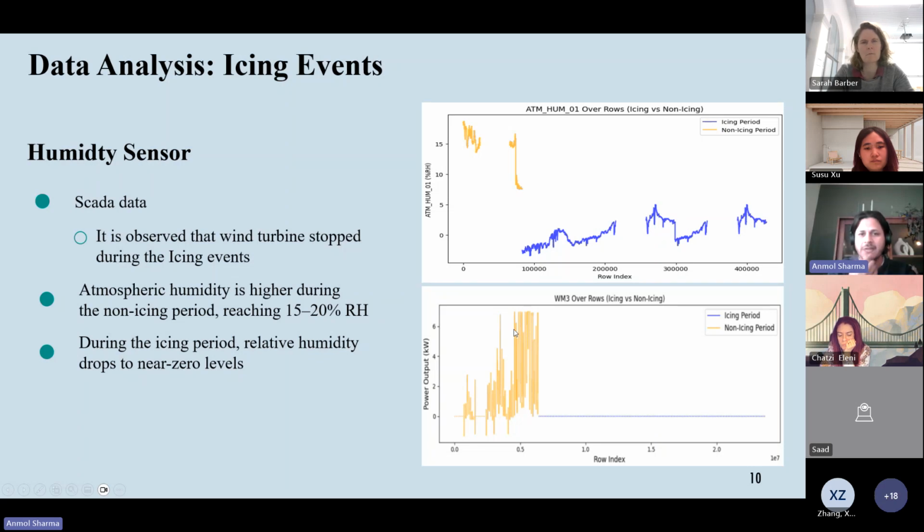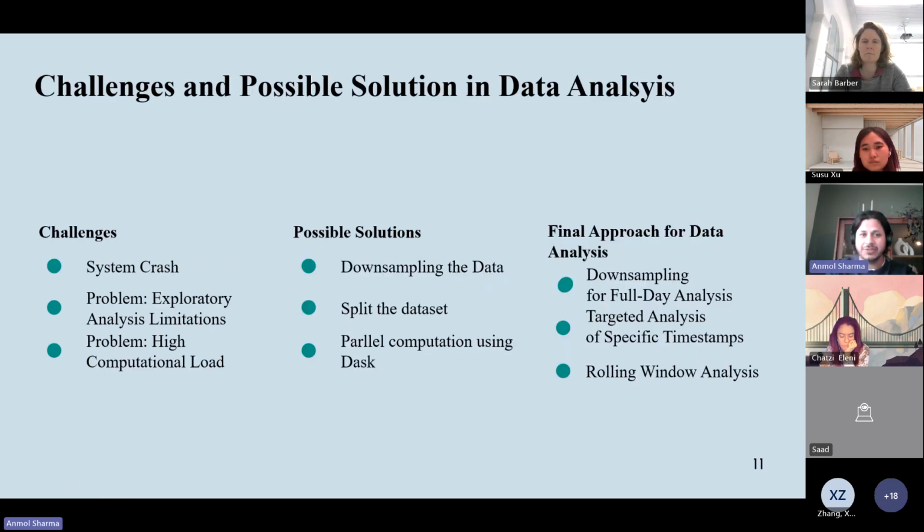By analyzing the humidity sensor, I first observed that the humidity is relatively higher during the non-icing period compared to the icing periods. So one of the parameters found to be interesting for the icing event is the humidity sensor.